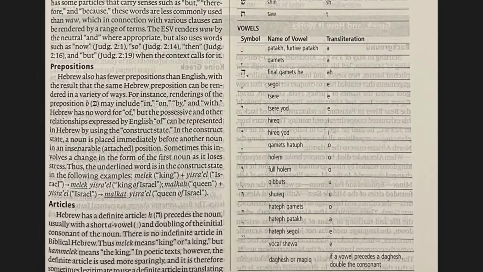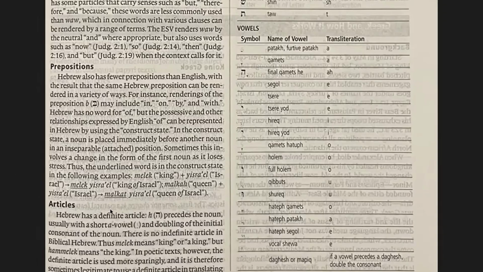In the construct state, a noun is placed immediately before another noun in an inseparable attached position. Sometimes this involves a change in the form of the first noun as it loses stress. Thus, the underlined word is in the construct state. In the following examples, melek, king, plus Yisrael, Israel, so melek Yisrael equals king of Israel. Malka, queen, plus Yisrael, Israel, malkat Yisrael, queen of Israel.